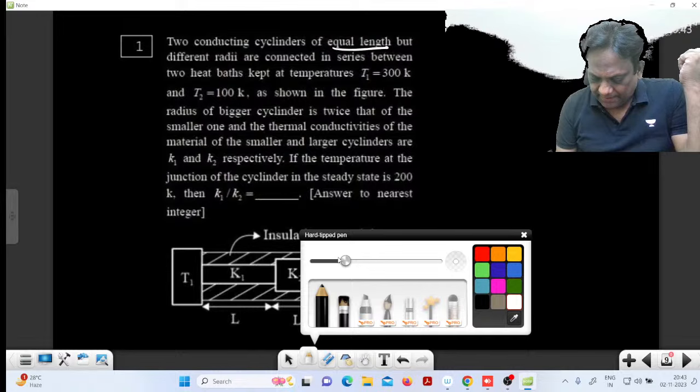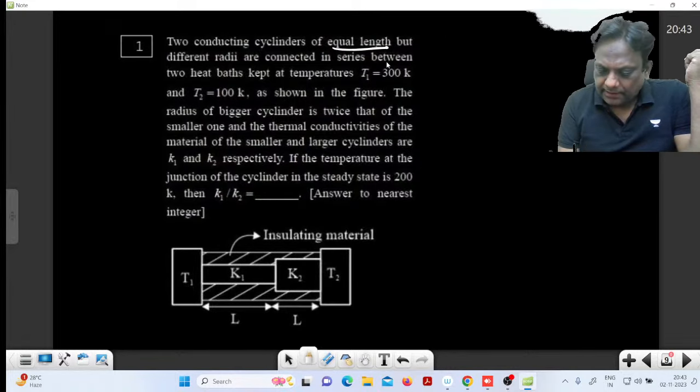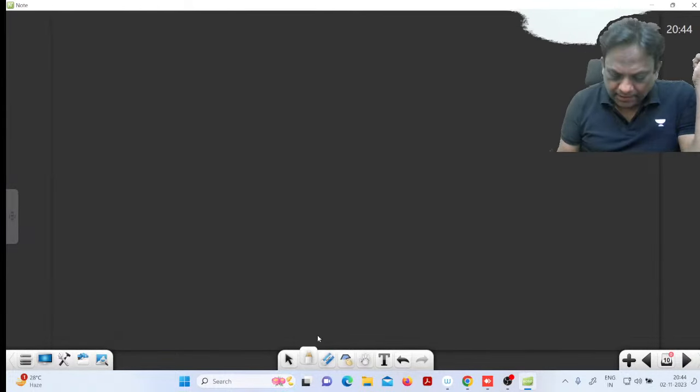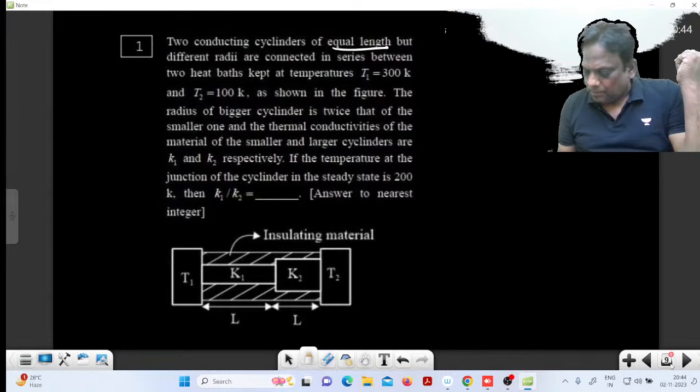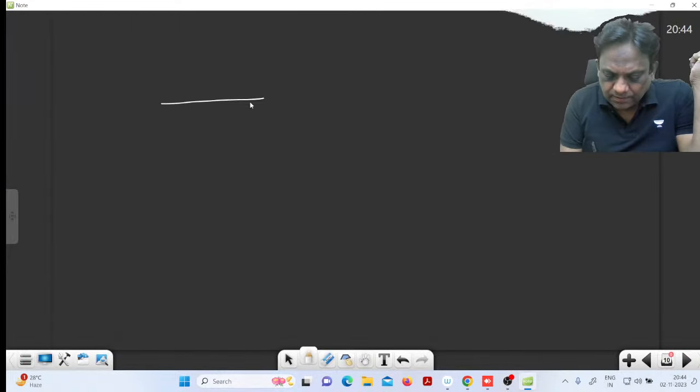Two conducting cylinders of equal length but different radii are connected in series between two heat baths kept at 300 and 100 Kelvin. Okay, कोई बात नहीं सर. Let me give you this. Actually क्या बोल रहा है सर? ये बोल रहा है कि there are two cylinders.